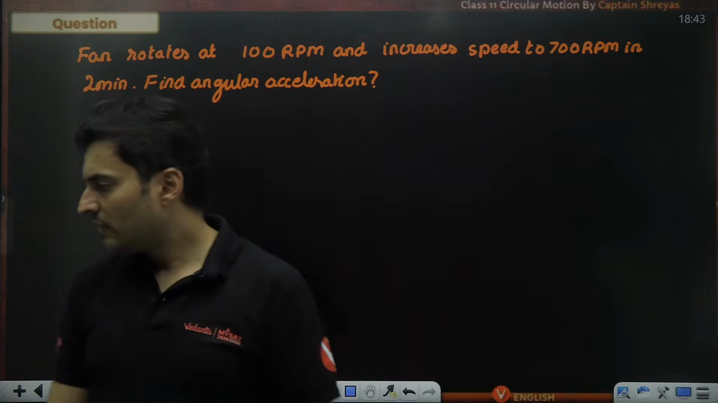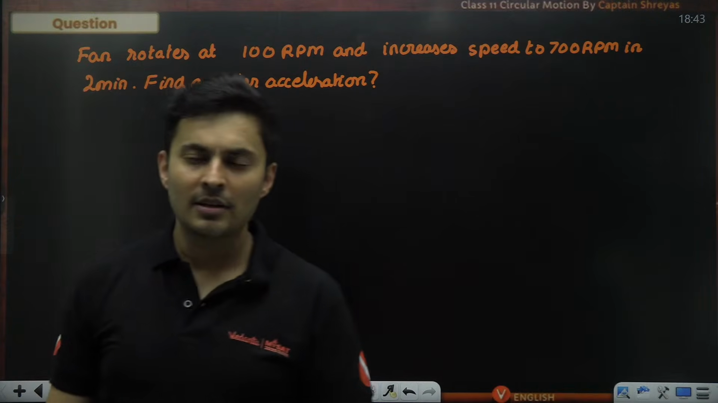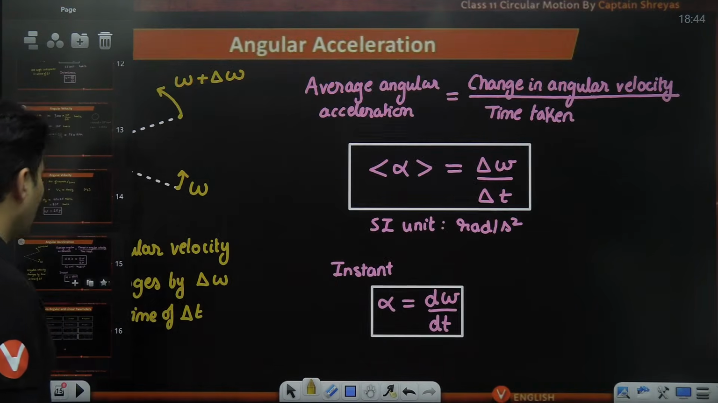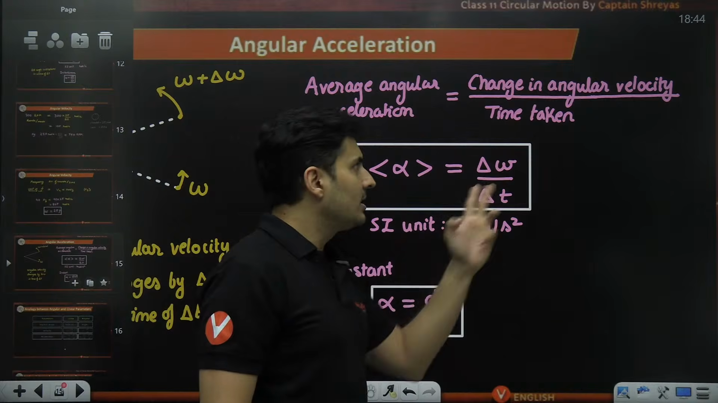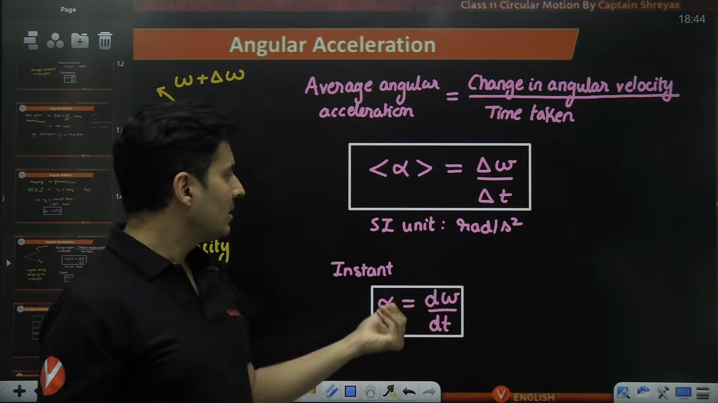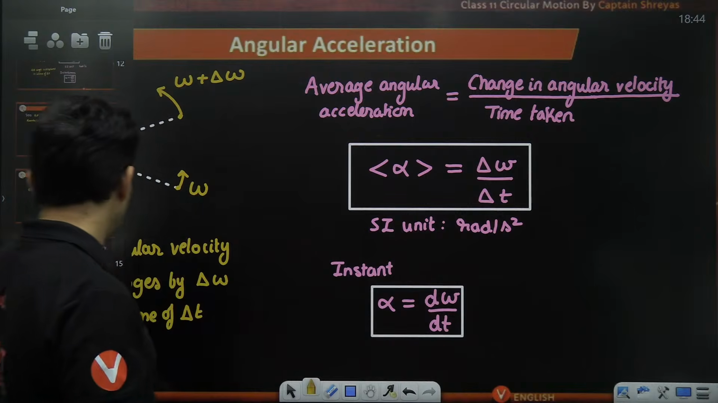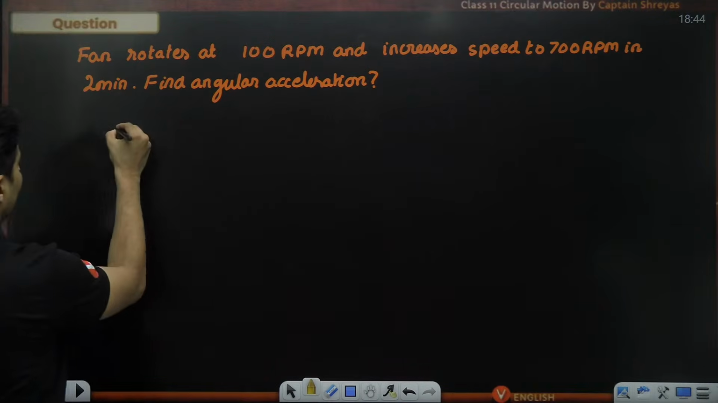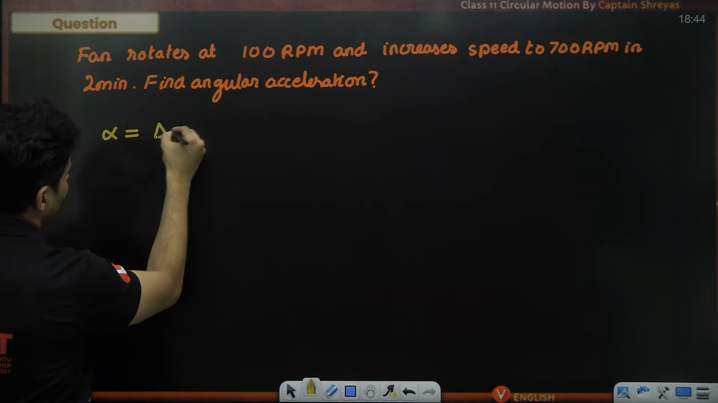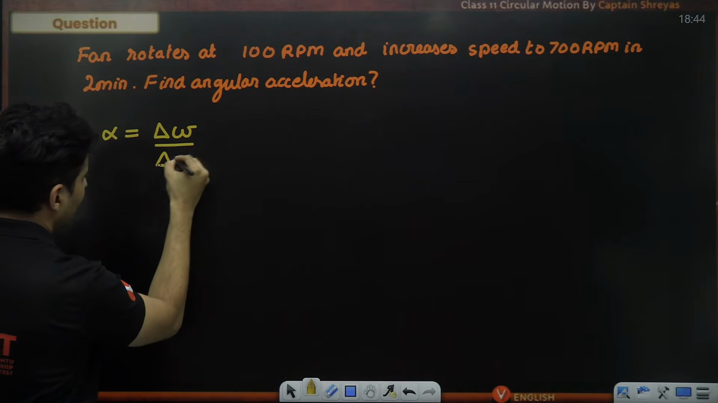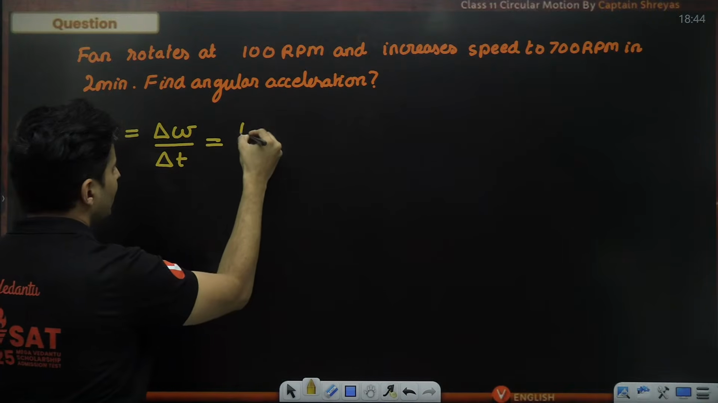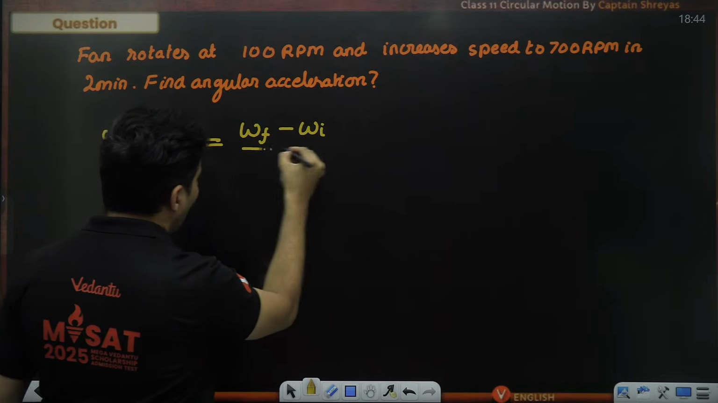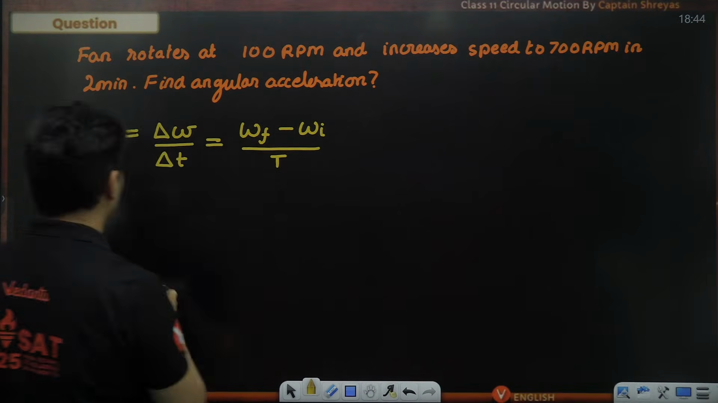Let's do this. Find the angular acceleration. To find angular acceleration, what do we need? If you go back, you'll realize we'll need the change in angular velocity upon the time taken. Time taken is given, change in angular velocity is asked. So let's go back over here. If I want to find my angular acceleration, I will need the change in angular velocity and divide it by the time. So it will be final omega minus initial omega upon the time which has been taken.